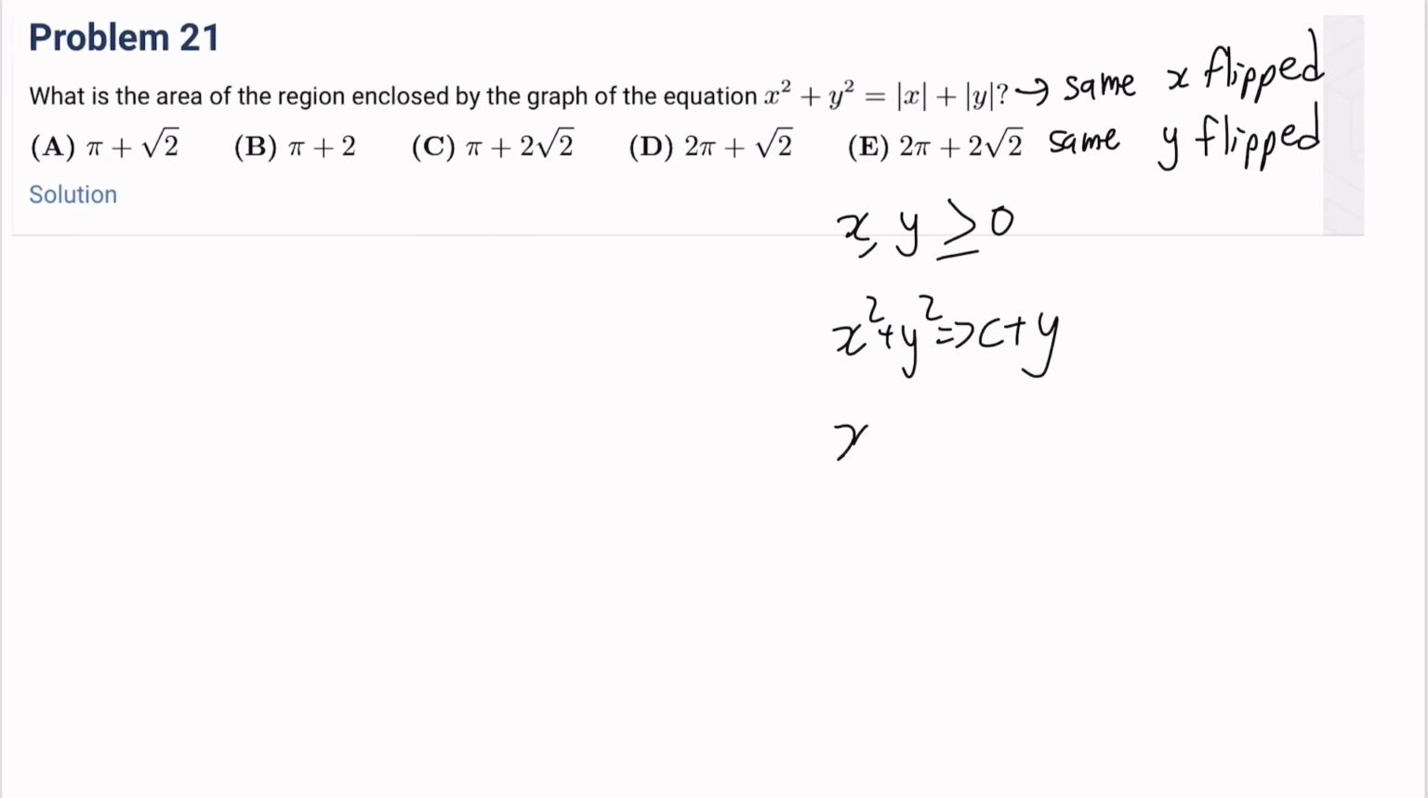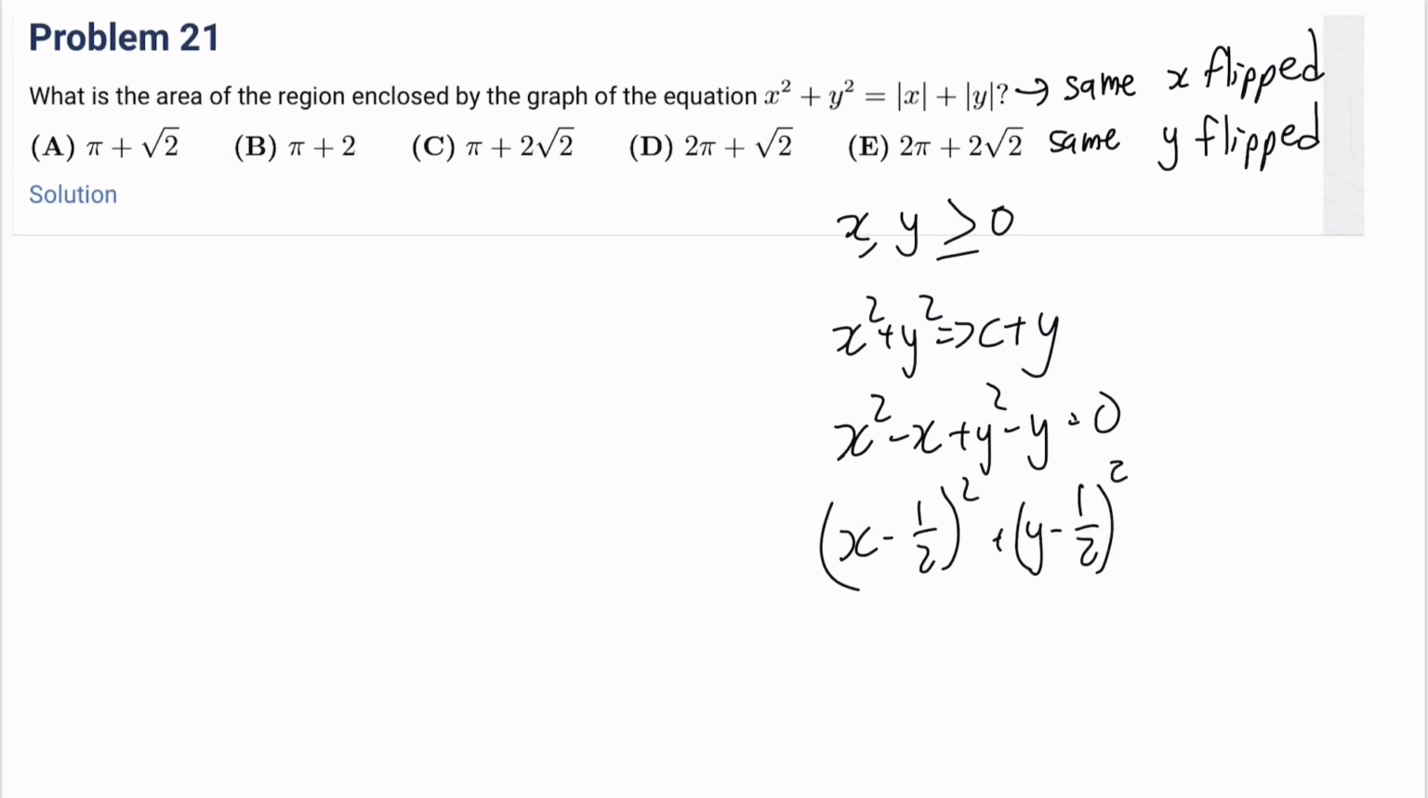And so that will give us x squared minus x plus y squared minus y equals 0. So (x minus 1/2) squared plus (y minus 1/2) squared equals 1/4 plus 1/4, that's 1/2, right? And 1/2 is the square of 1 over root 2, right?